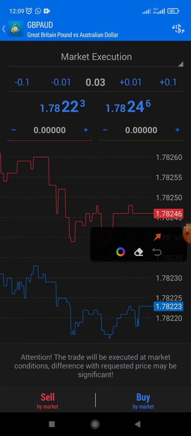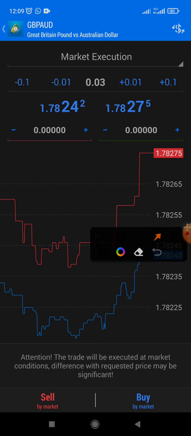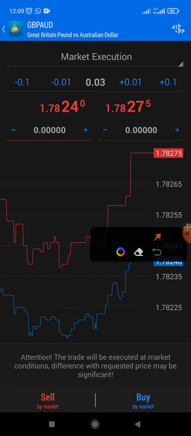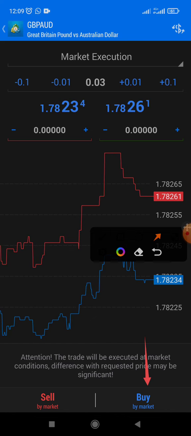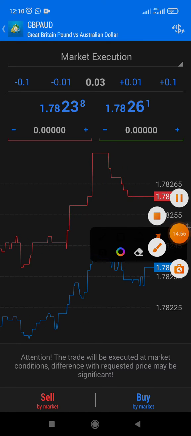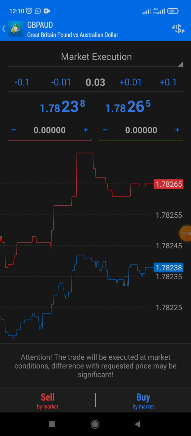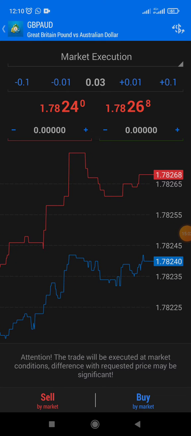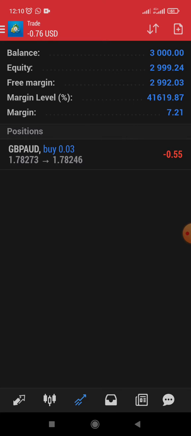So the next question is, do you want to buy GBP AUD or do you want to sell? Assuming you want to buy, then you would have to click on the buy here. Is that okay? So we are all going to click on the buy there, and then our trade will be executed because it is market execution, so it will be instant. So let's click buy. Now the order is open. It means your order has gone. Now you can see the order here.